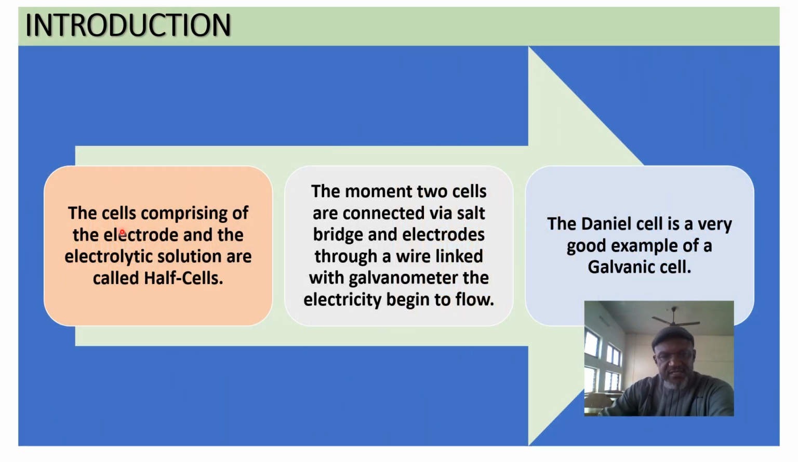The cells comprising of electrode and electrolytic cells are called half cells. So this is what I mean by half cells. The moment two cells are connected via salt bridge and the electrodes to a wire linked with galvanometer, the electricity begins to flow. A very good example of galvanic cell is the Daniel cell.